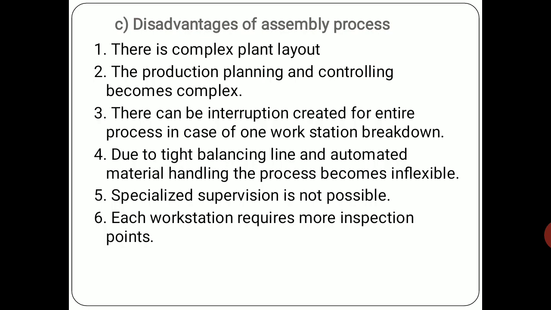There can be interruptions created. If one machine is not working in the assembly line, then the whole process can be interrupted, it cannot be carried out further. Due to tight line balancing and automated material handling, the process becomes inflexible also. There are hardly any chances of flexibility, because everything is tight and balanced. Everything we are using in a perfect module. So what happens is flexibility is not available.